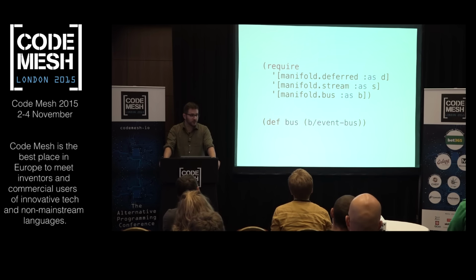But we're going to be using a library here called Manifold, which has a collection of async primitives. One of these is a thing called an event bus, which is an in-memory publish-subscribe model, and that's really all you need to know.